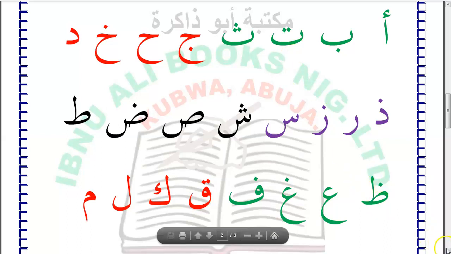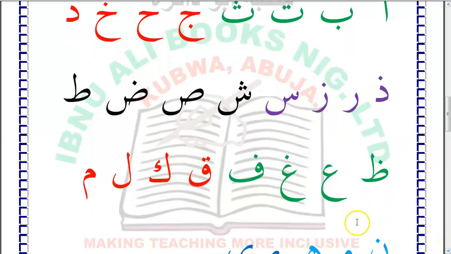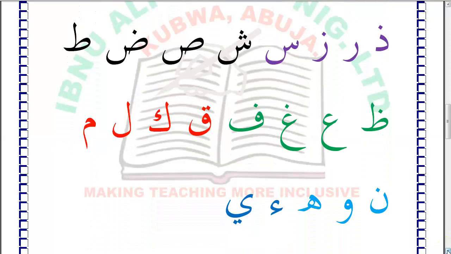Okay, the next is ainun and goinun. They share the same shape. However, ainun has no dots, but goinun has 1 dot written on top of it. This ainun, and this goinun.